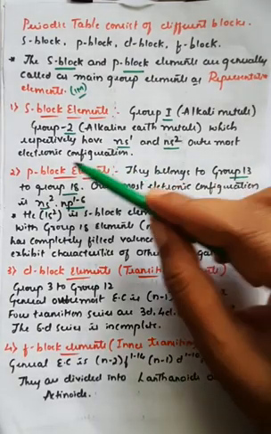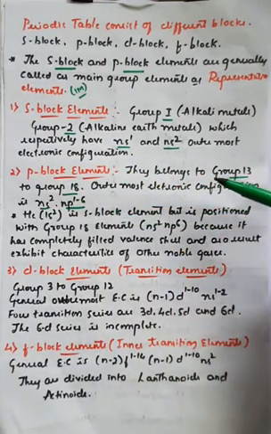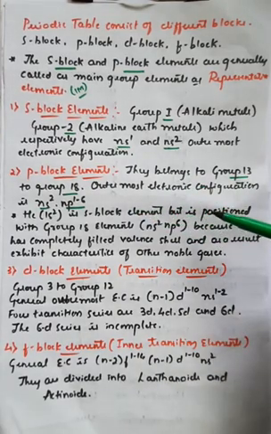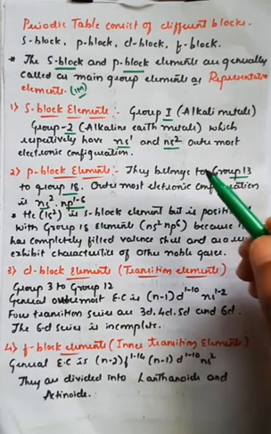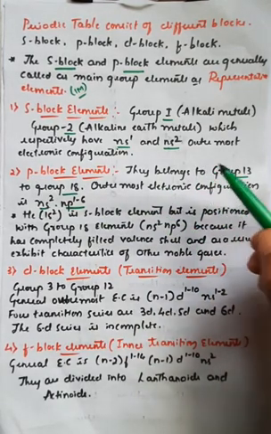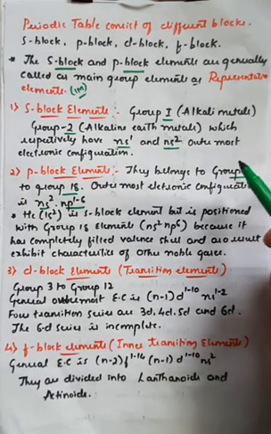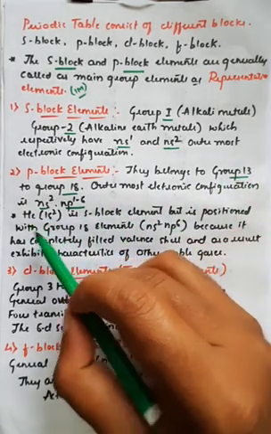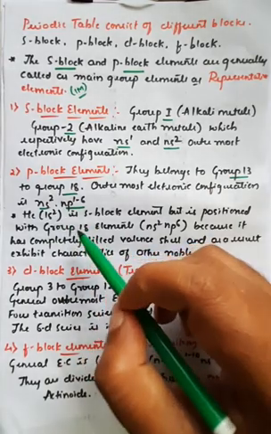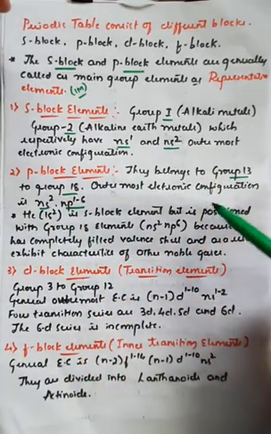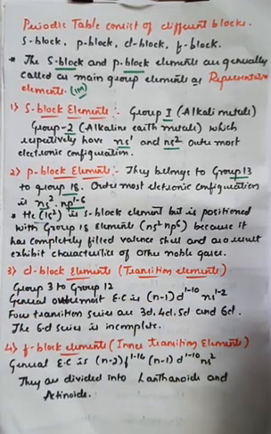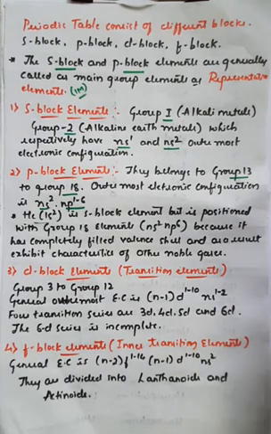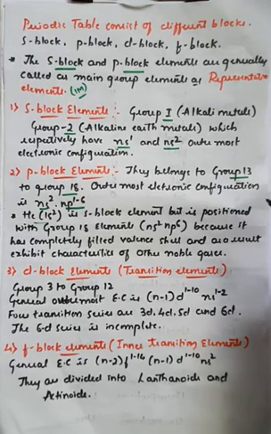So in case of p block, they belong to group 13 to group 18, and the outermost electronic configuration is ns2 np1 to 6. Generally helium, which has 1s2, is an s block element, but it is positioned with the group 18 elements, right? Helium has an electronic configuration similar to the s block, but it is positioned in group 18. Remember, this is one exceptional case. Even though it has the 1s2 electronic configuration, it is grouped under group 18 elements.